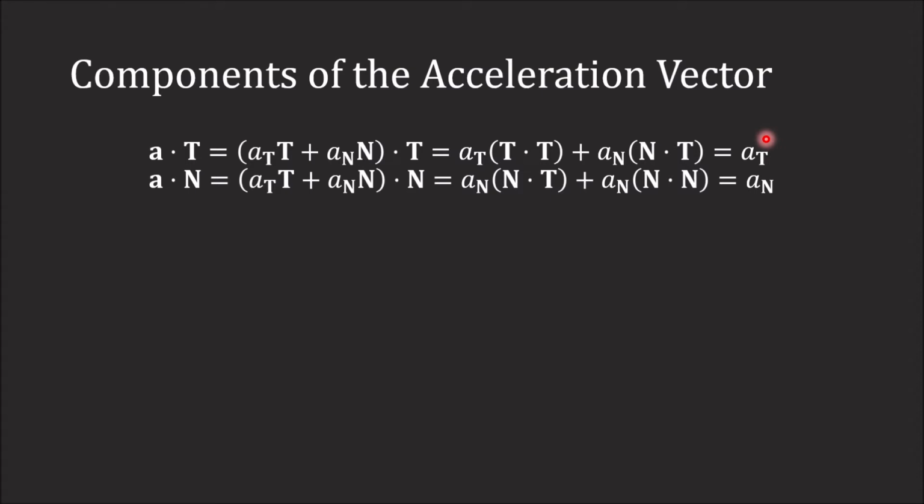Now if we do the same thing and try and do a dot N, again using distributive law, we'll get a sub T times T dot N plus a sub N times N dot N. For the same reason, this has to be 0.